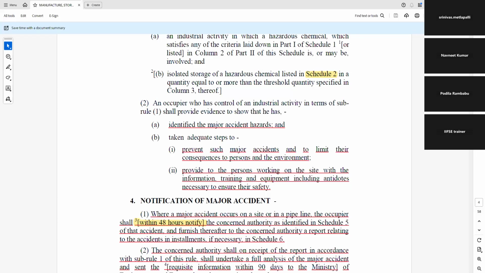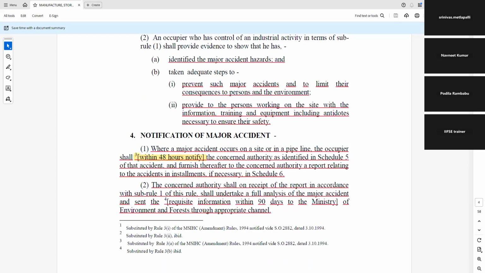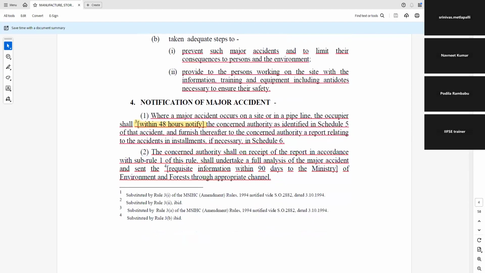He has to arrange this. When I talk about antidotes, if a person is exposed to a certain kind of chemical, it is a kind of medicine that can counter the exposure or prevent the consequences of the exposure. Then, notification of major incident.